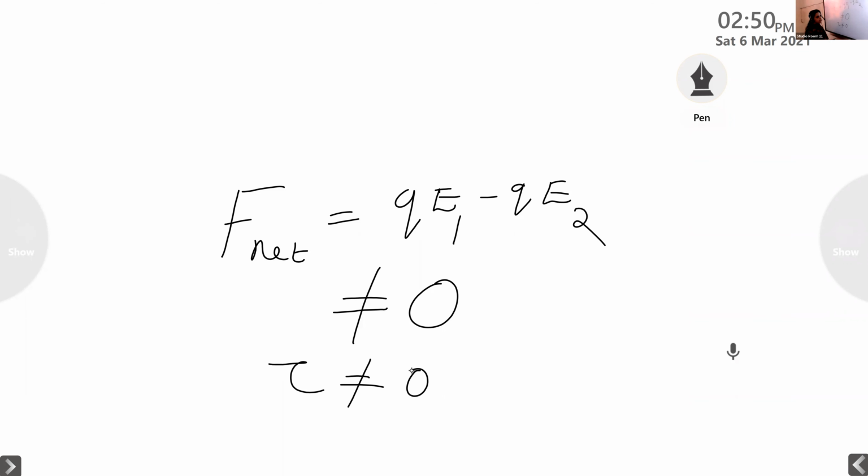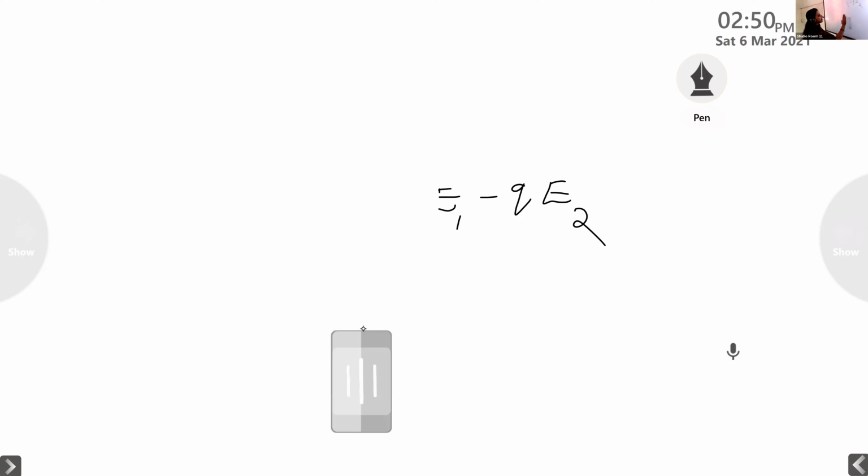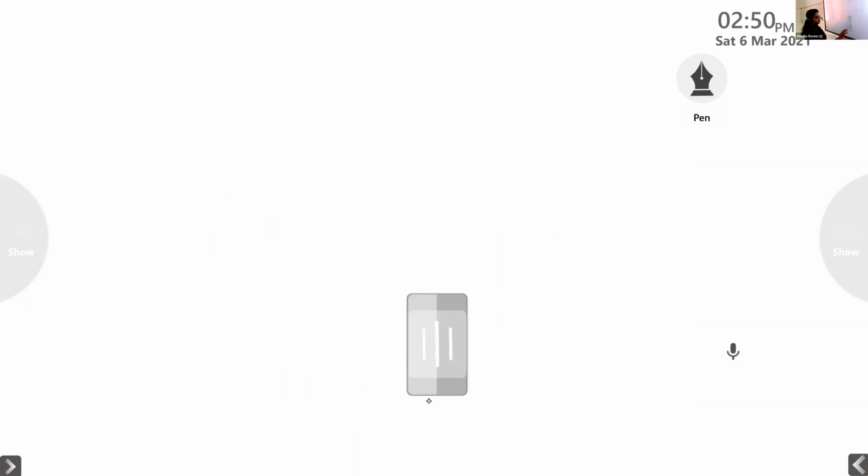If the dipole is present in a non-uniform electric field, the net force acting on the electric dipole is not equal to 0. Similarly, our tau is also not equal to 0. This is a special case, you just note it. Sometimes it may be asked in your exam as an application-level question, in addition to the case of a dipole present in a uniform electric field. So I hope this topic is clear. Is it clear for you?